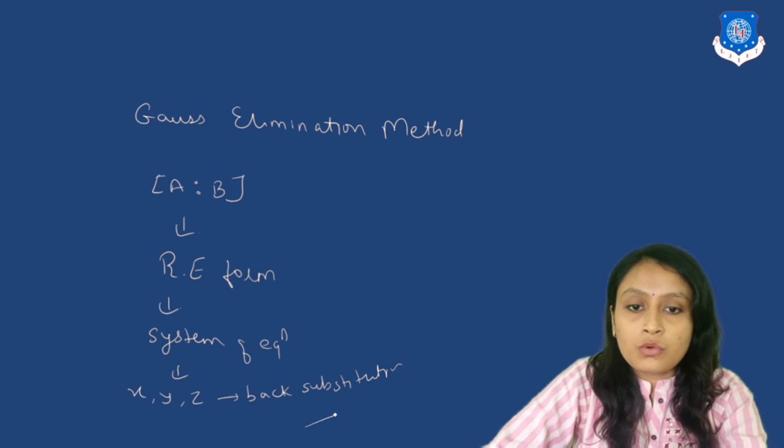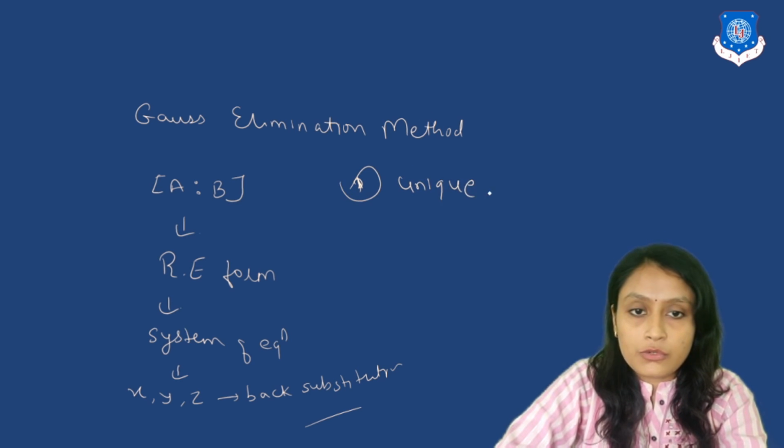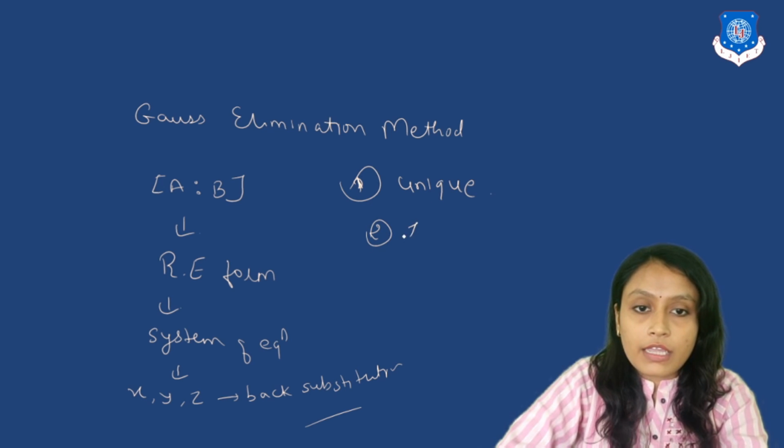Right? So after getting the values, we have a total of 3 types of solution. First, you can get a unique solution. Next, you can have infinite solutions, and the third one is no solution.